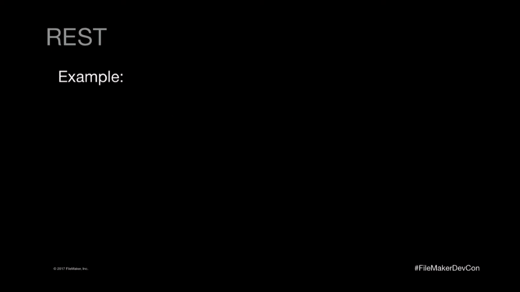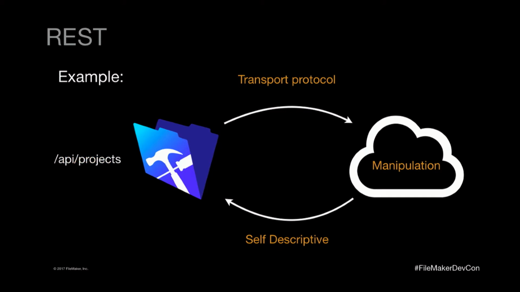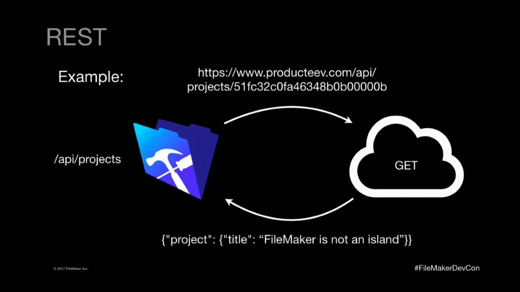Let me show you an example. We have, again, a FileMaker solution, a web app, and we have a resource, a transfer protocol, a manipulation of the information on the server, and then we get a response which is self-descriptive. For example, we have an endpoint, which is called API/projects. We have an HTTP call, okay? And we tell it, get that project information. And the response we have is human readable. In our case, this is a JSON file saying FileMaker is not allowed.